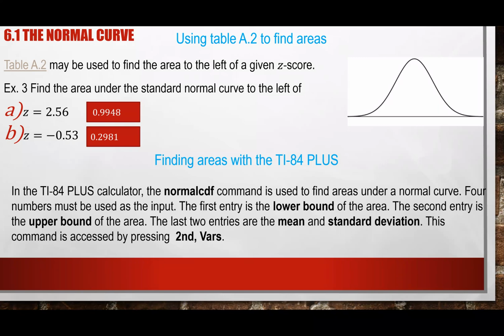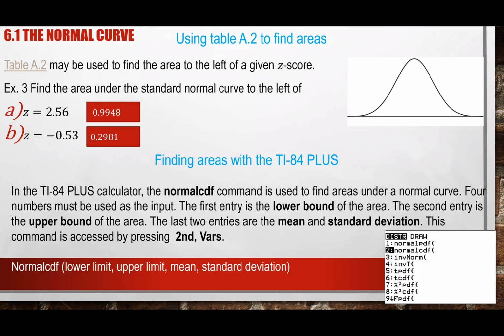And now, besides the table, our calculator can help us find this area. If you remember in chapter 5, we used binomial PDF and binomial CDF. One thing I want to point out to you is that we will never, ever use the normal PDF. On your calculator, if you hit 2nd VARS, that's where you look for the binomial. Write a note somewhere that we will never ever use the normal PDF.